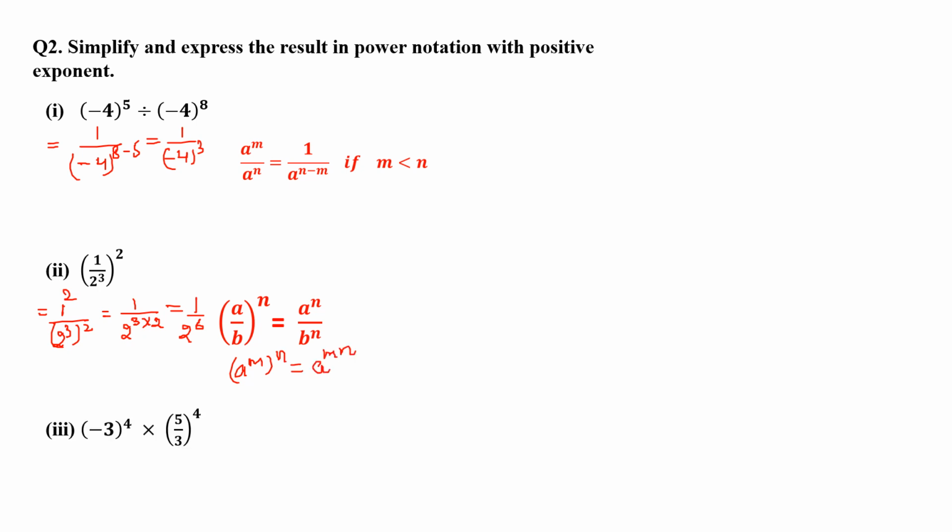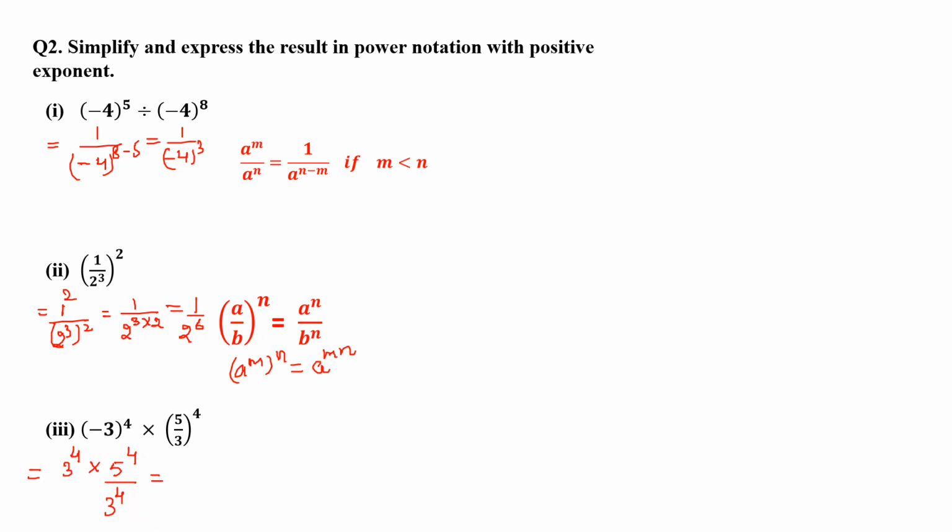Now next question, (negative 3) whole 4 multiply by (5 by 3) whole 4. Now negative 3, if you multiply 4 times, negative sign is coming 4 times. So your product will be positive. So I can rewrite it as 3 to the power 4 into 5 to the power 4 divided by 3 to the power 4, isn't it? Just now in the above question I have used that law, (a by b) whole n equal to a to the power n divided by b to the power n. Same law I'm going to use here also.